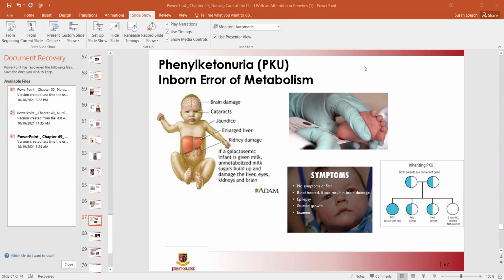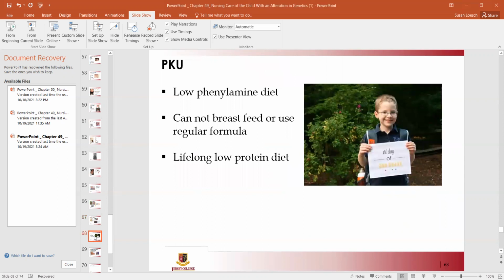So they'll be on a low phenylalanine diet. It's found mostly in protein-containing foods such as meat and milk, including breast milk and formula. So this child will have to have a special formula for PKU babies. Low phenylalanine diet, cannot use breastfeeding or regular formula, lifelong.